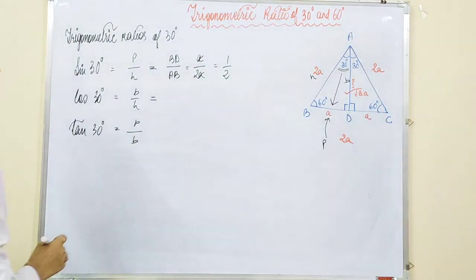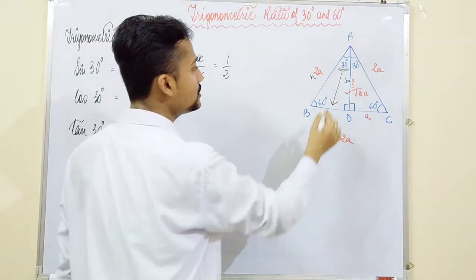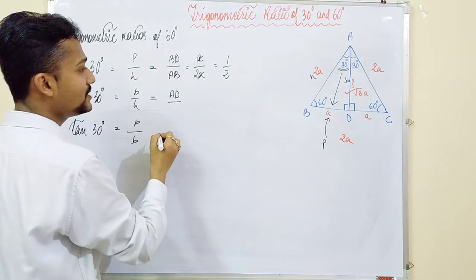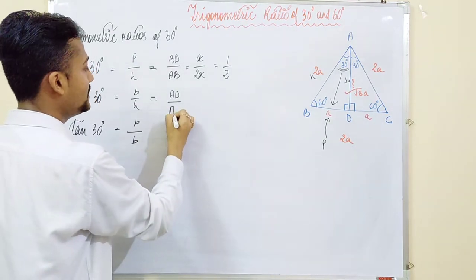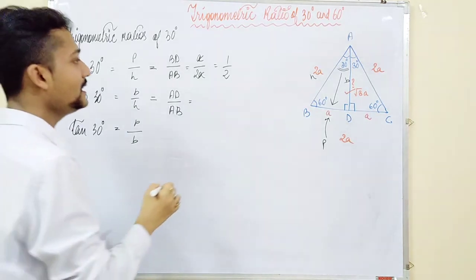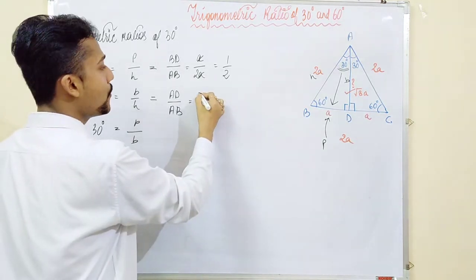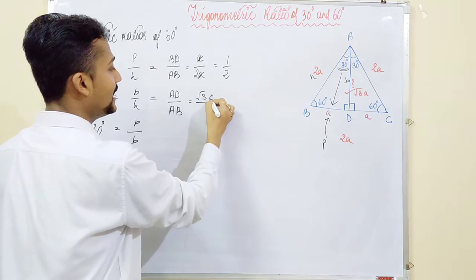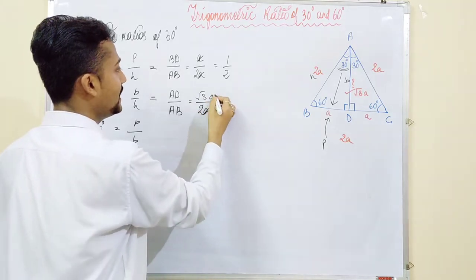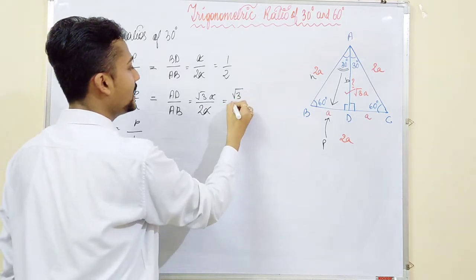Now, cos 30 degree is equal to what? B by H. B is equal to AD, and H is equal to AB. So AD is equal to root 3A and AB is equal to 2A. A cancels, it will be root 3 by 2.